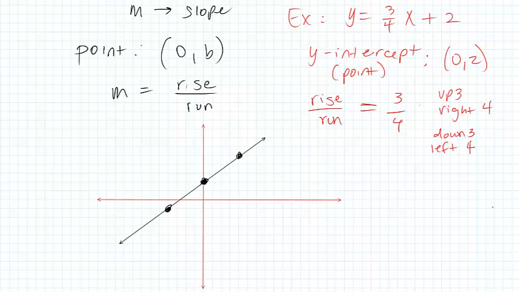Now I want you to remember that this line represents all of the possible values of y and x that make the statement y equals 3/4 x plus 2 true. Ask yourself, how many points are on this line? I've marked 3 points, but there's actually an infinite number of (x, y) points on this line that make that statement true. Now let's take a look at point slope form.